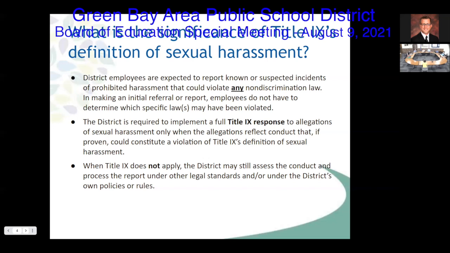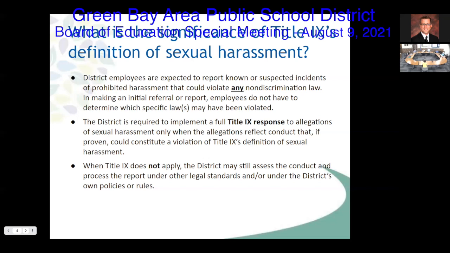This detailed grievance procedure, in other words, our full Title IX response, is only required to be implemented, however, when the allegations reflect conduct that, if proven, could constitute a violation of Title IX's unique definition of sexual harassment. It must be noted, however, that if Title IX does not apply, the district may still assess the conduct and process a report of sexual harassment under other legal standards or under other district policies or procedures. So we will address the conduct.